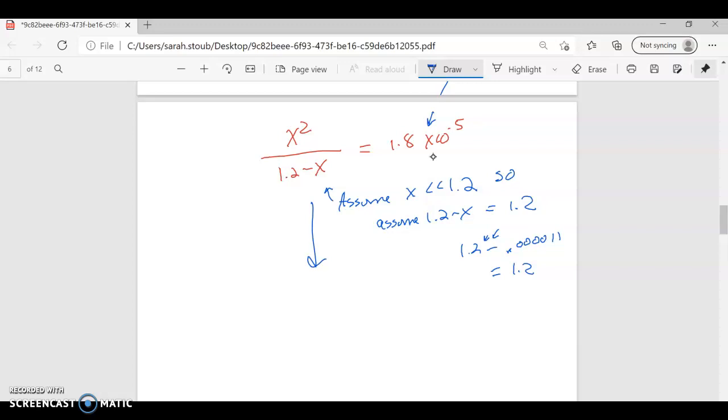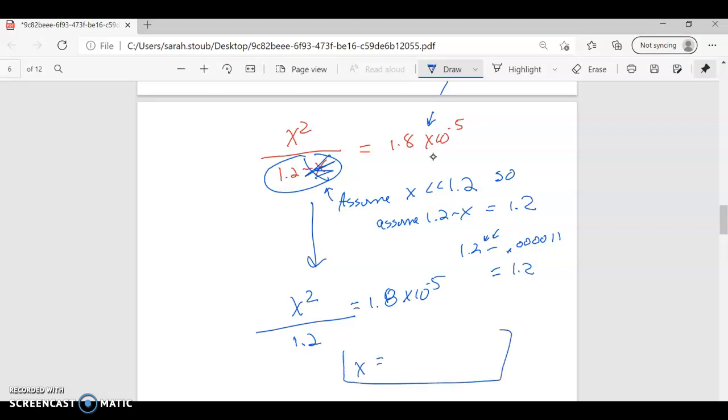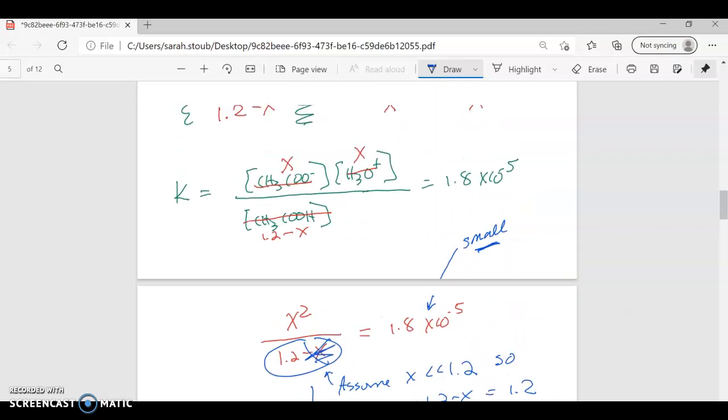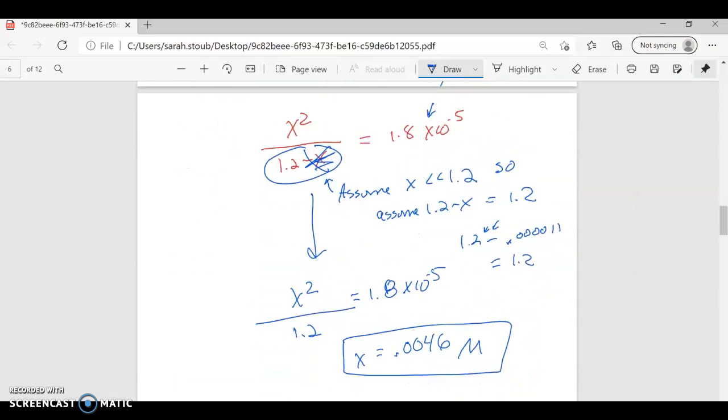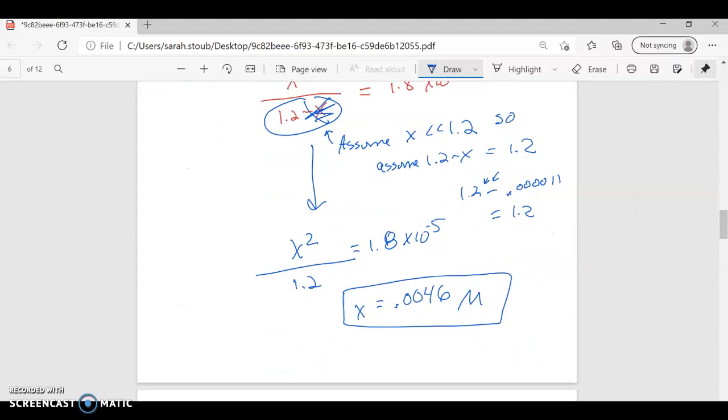Anyway, moving on. Now I've got x squared over 1.2, because remember, I assumed that that x won't matter. And that's going to be equal to 1.8 times 10 to the negative 5. Now that I've done that, my math becomes a lot more simple. And I can calculate my x to be 0.0046. Now this is an x value, so it does need units. If I go back up, this is representing the concentration of my acetate ion, which is totally what I wanted. So that solves it for me. My answer is my acetate ion.